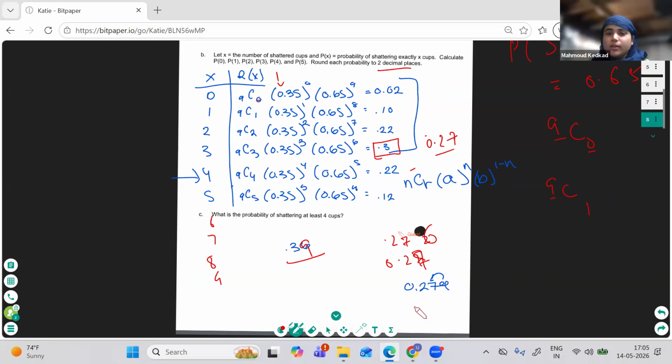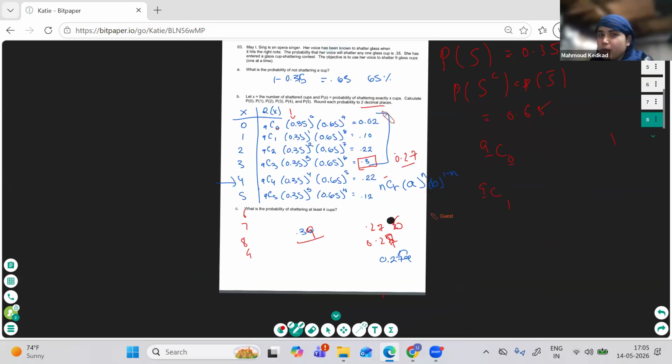Okay, but you cannot round this up to 0.3. If the question was to round it to 1 decimal place, then this would have been correct. So just for one point, not rounding it off to the correct decimal place, your answer C would have been incorrect. So make sure you do that.